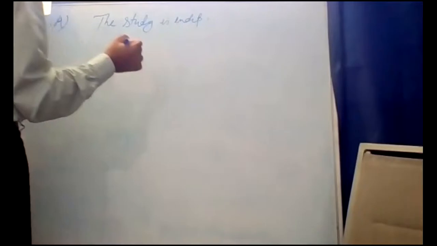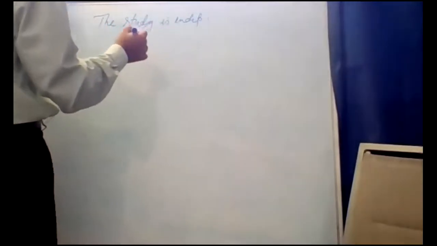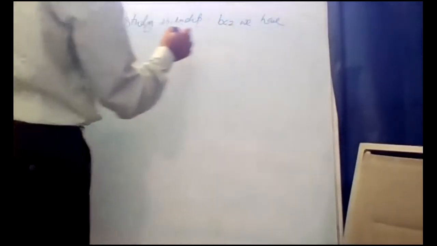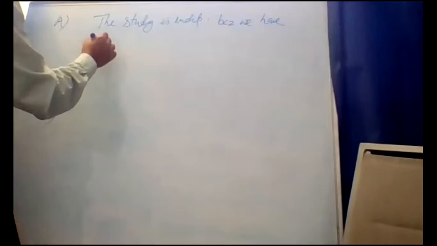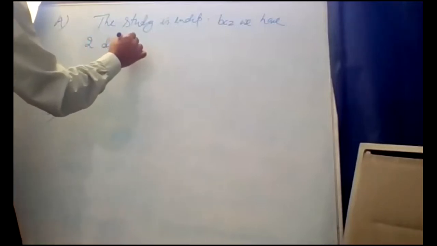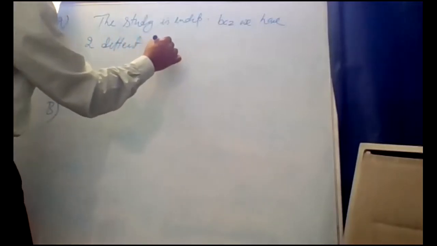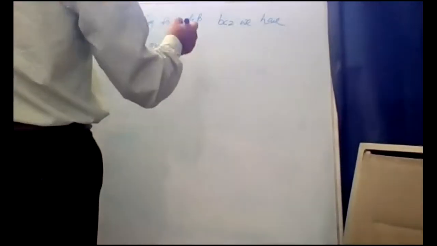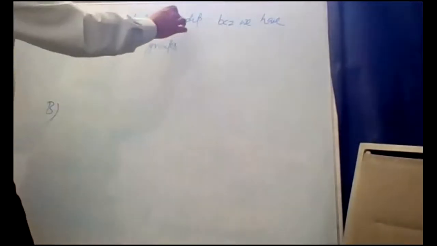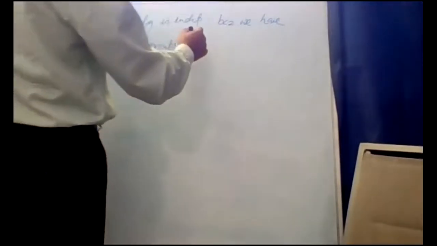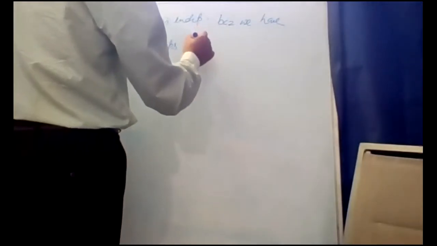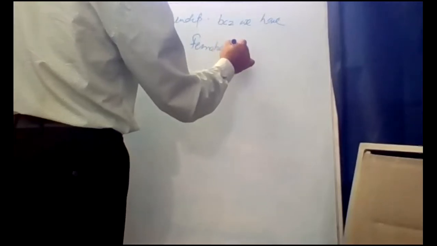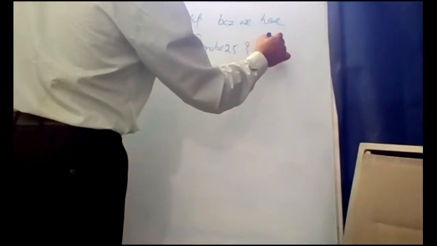Study is independent because we have two different groups. So, sir, is it like the difference between two means then? Yes, difference between two means. Okay. So this study is independent because we have two different groups. One is female 25 and female 45.